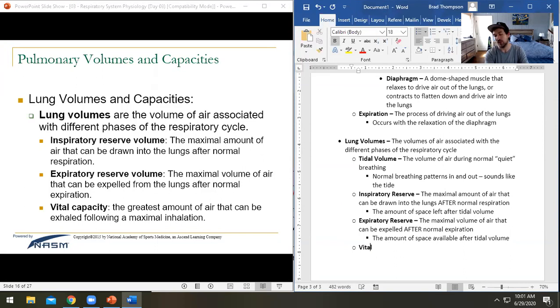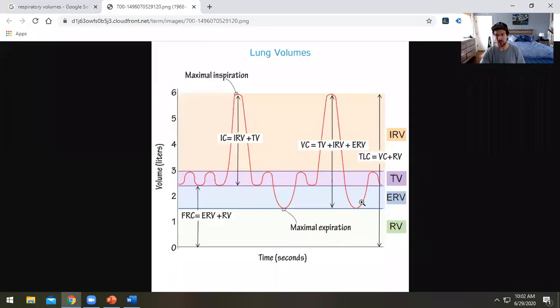And then you have what's called your vital capacity, and that's all of it put together. That's the greatest amount of air possible that can be inhaled or exhaled. So if we look at this, you've got your inspiratory reserve, your expiratory reserve, and then the amount of space between, that whole thing is your vital capacity. So how big can you make your lungs? That's your vital capacity.